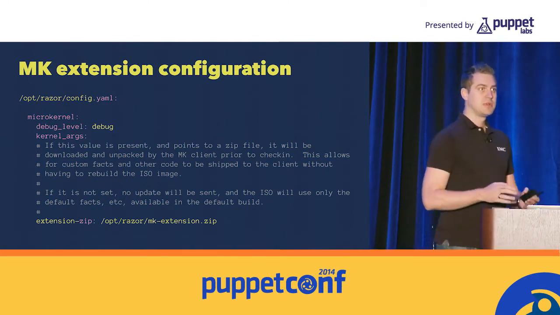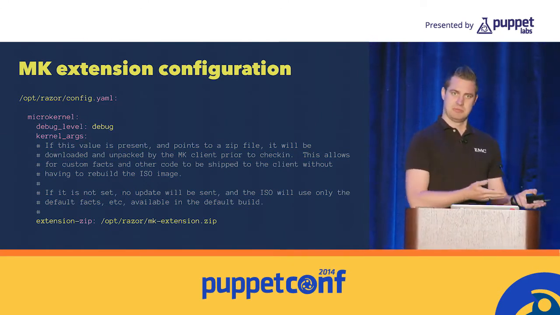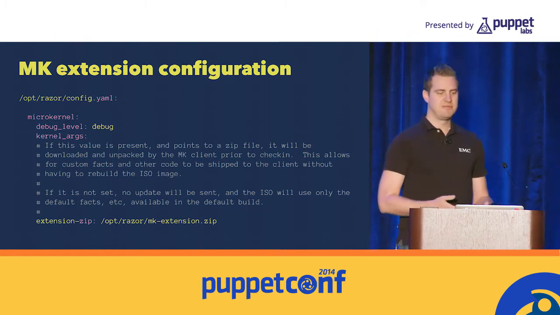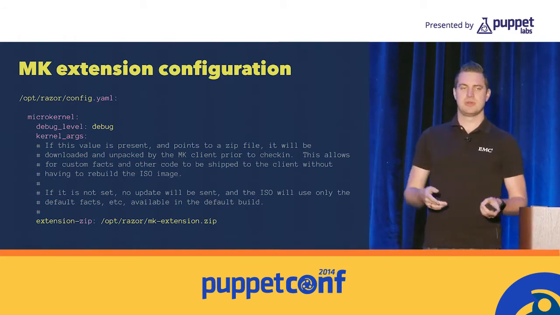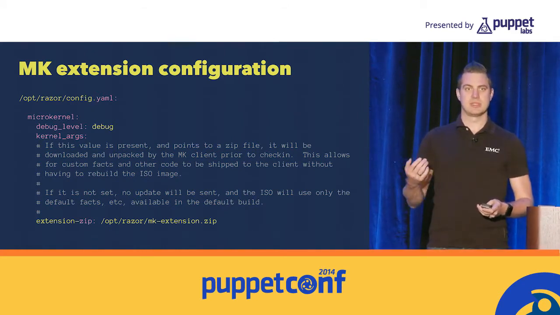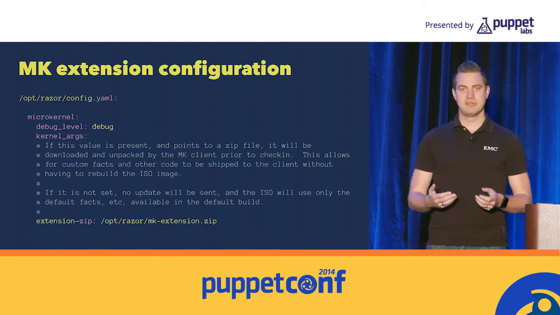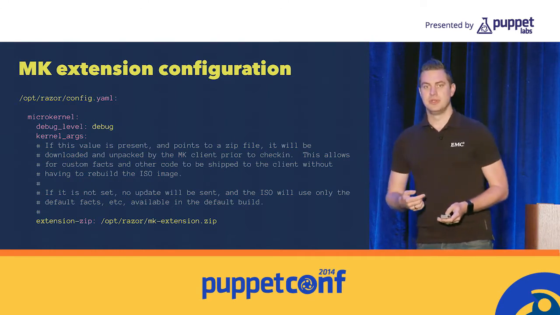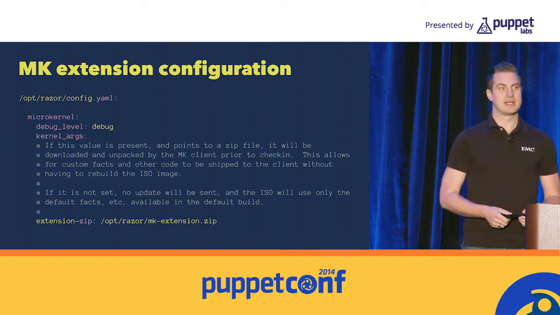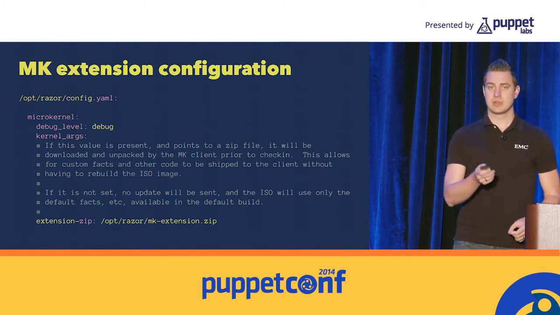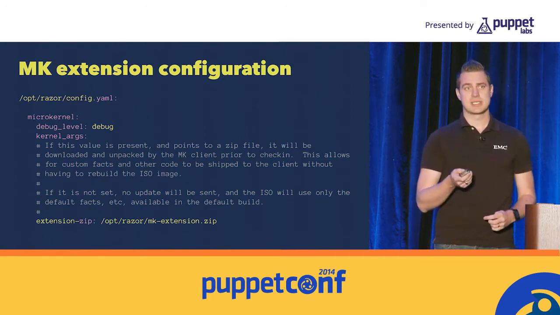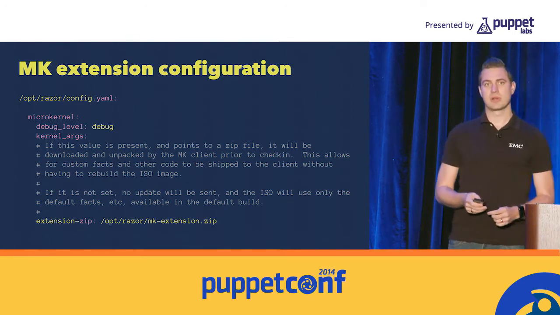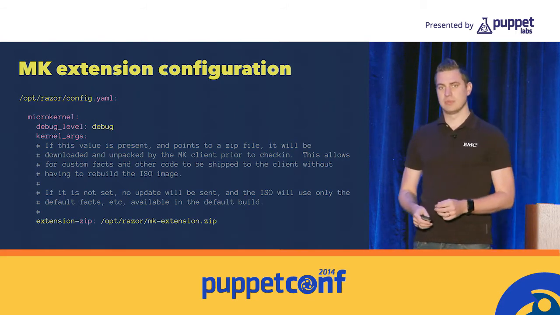How to configure Razor to actually look at this extension file? Very, very simple. You can see the bottom line there, extension zip, and you just point it to the zip file where you have all your binaries, libraries, and scripts for your facts. You add that in, restart the Razor server, all your nodes are now downloading the microkernel extension zip. This is all in the documentation up on GitHub. It's all documented, very well documented, I gotta say, on how to actually create these microkernel extensions if you have something that you want to build as well.